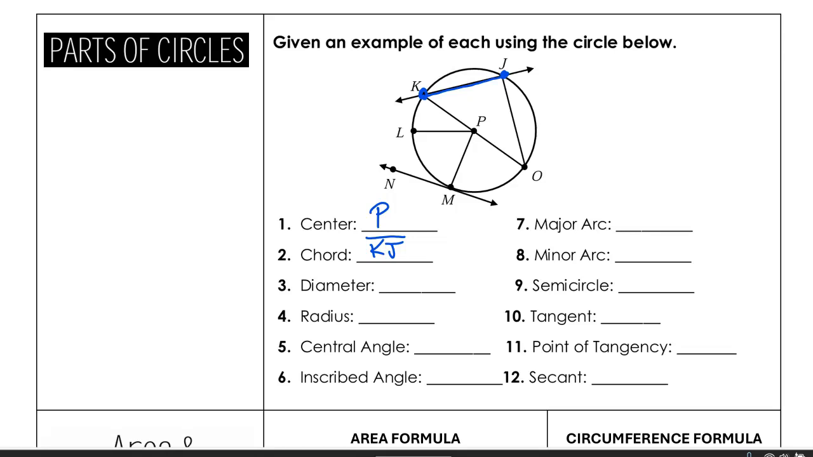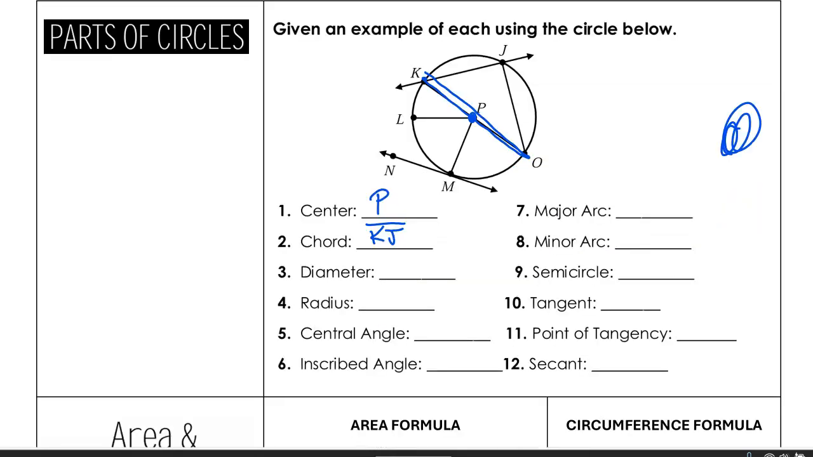All right, so the diameter, we're looking for a line segment that runs through the center, and so we're looking at that point P and looking for this chord that runs through, and so you can see that's KO. There, KO. So KO, and we put that line over the top to designate that it's a line segment.